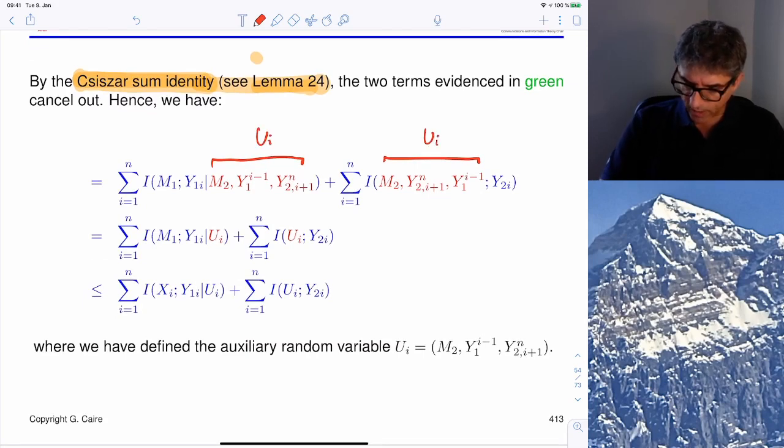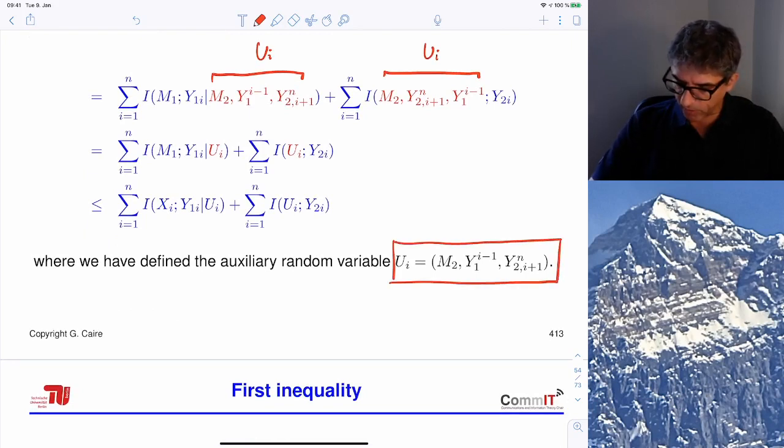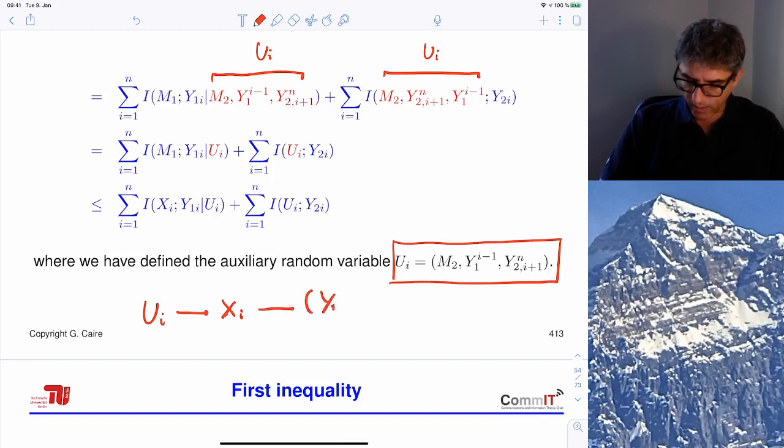And here, with this definition of U_i, it is important to see that we are not breaking the Markov chain dependency. In other words, we have U_i, X_i, Y_1i, Y_2i forms a Markov chain.